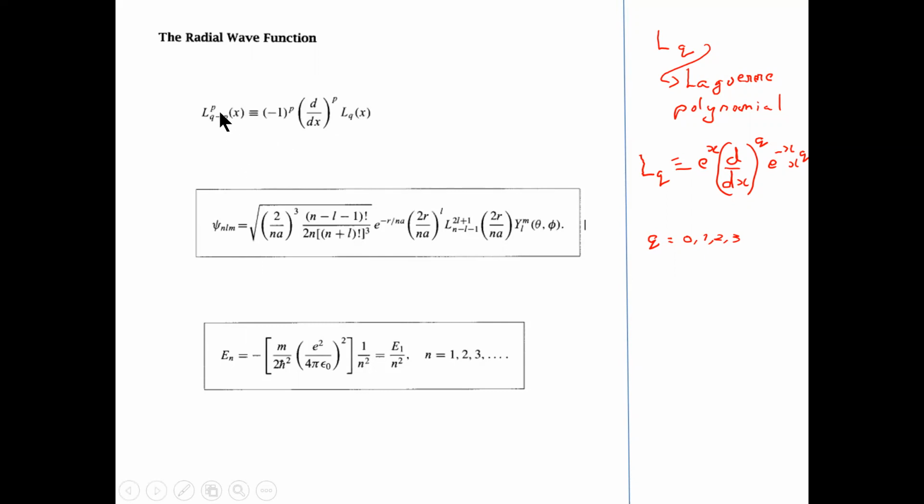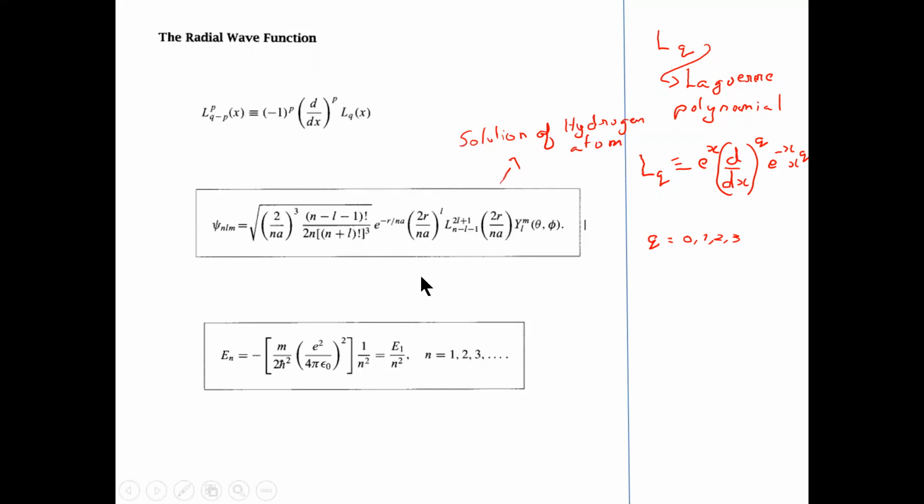Now the solution for the radial part is already solved. This is the solution for the hydrogen atom. This is the complete solution for the hydrogen atom. I'll explain how we get these terms.